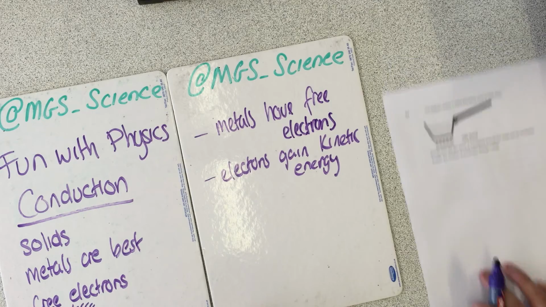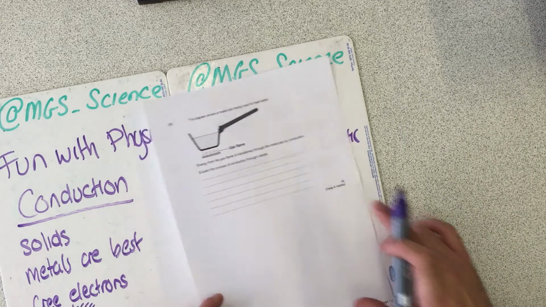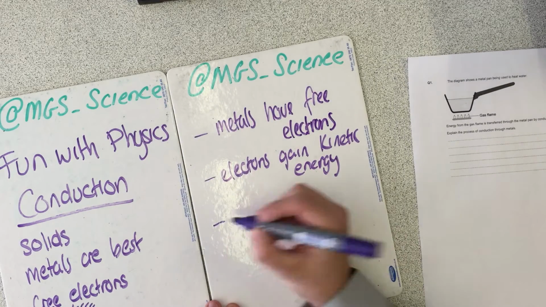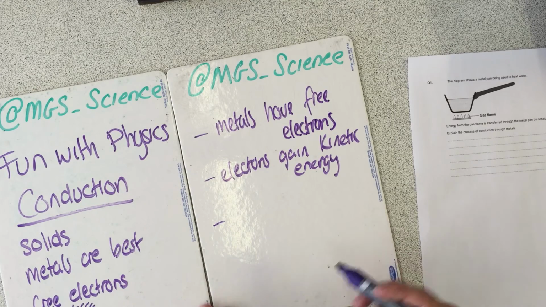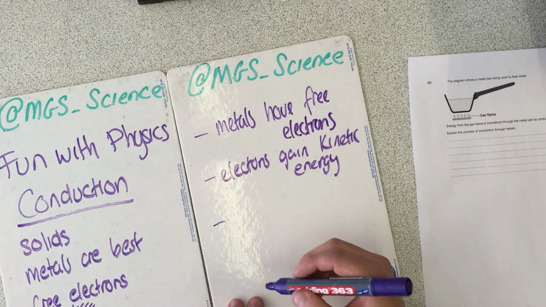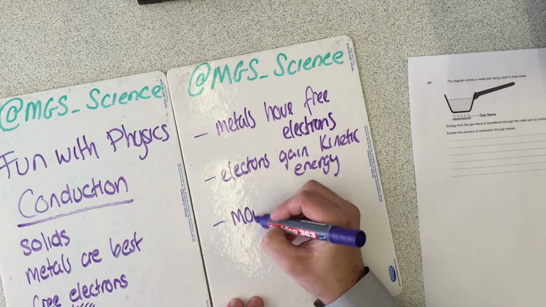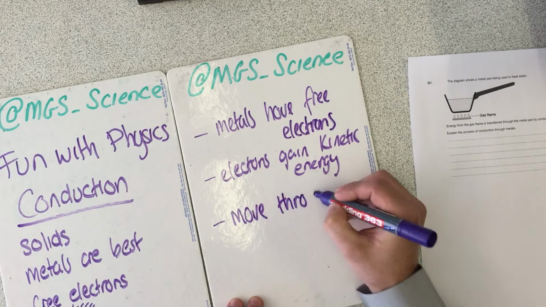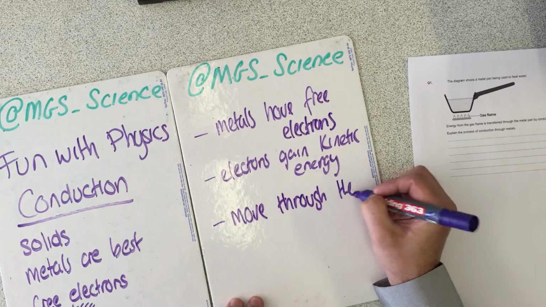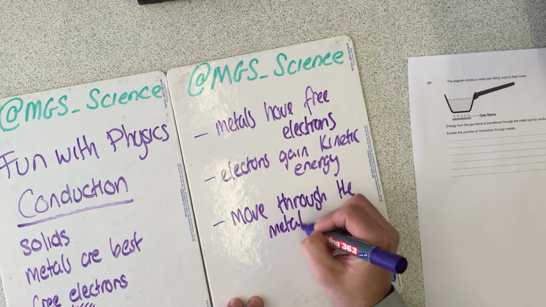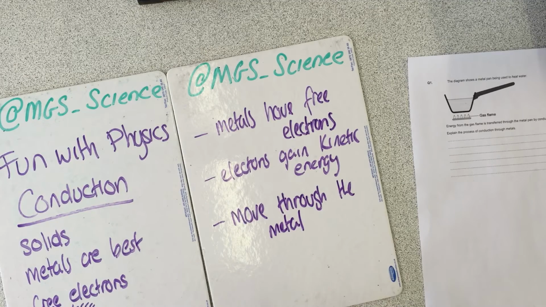Okay. Next thing, and we remember this question is worth 4 marks, so we need 4 points here. Next thing, what happens? Well, these electrons, they've got more kinetic energy, they start to move, and they start to move through the metal. So okay, what's left for our 4th mark? Well, we've said they move. What did we say here? We said that they start to collide with each other.